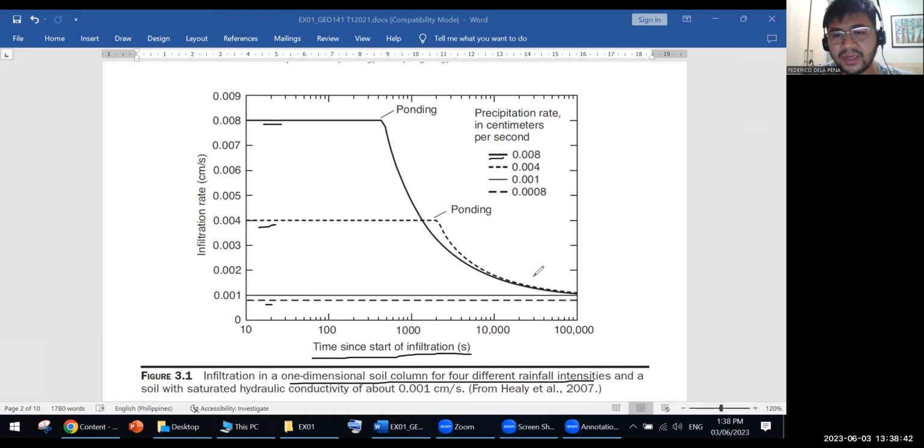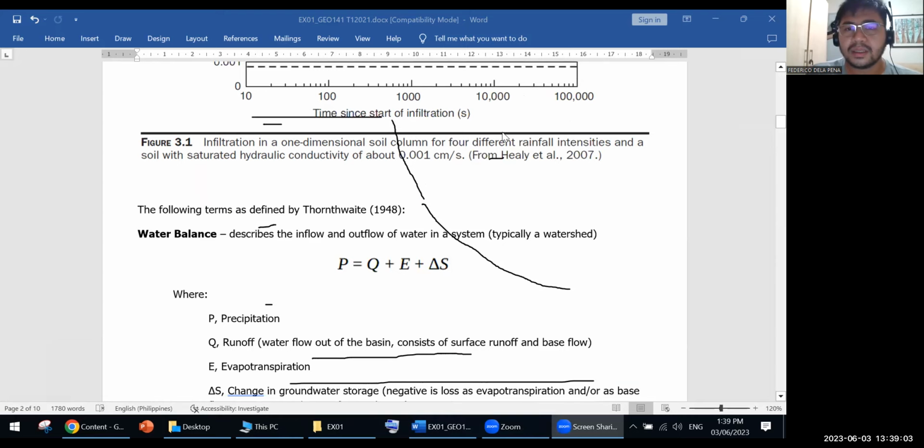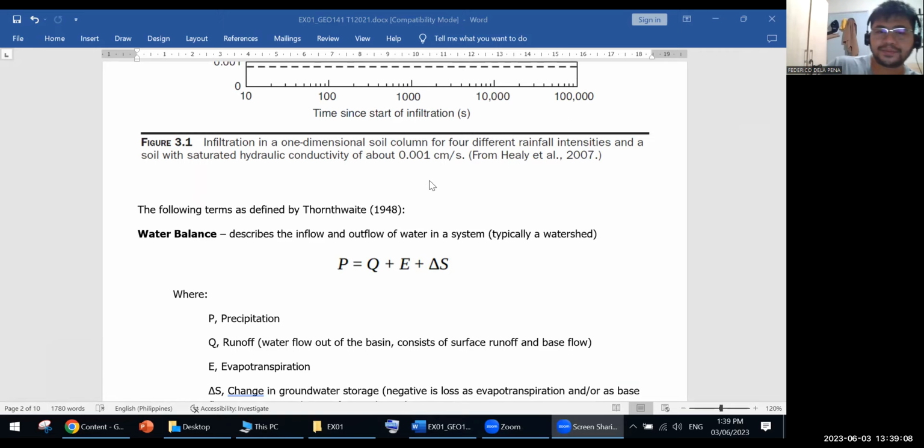Okay, so kumbaga, they start out strong, pero after a certain period of time, around 600 to 2000 seconds, mabagsak na yung infiltration rate mo, no? Kumbaga na-overwhelm na yung soil. Okay? All right.